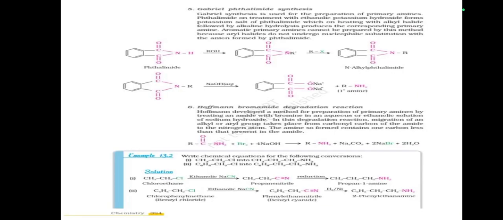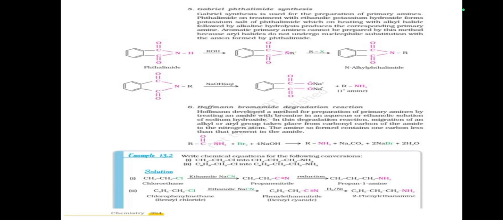Gabriel phthalimide synthesis. Gabriel synthesis is used for the preparation of primary amines. Phthalimide on treatment with ethanolic potassium hydroxide forms the potassium salt of phthalimide, which on heating with alkyl halide followed by alkaline hydrolysis produces the corresponding primary amine. Aromatic primary amines cannot be prepared by this method because aryl halides do not undergo nucleophilic substitution with the anion formed by phthalimide.